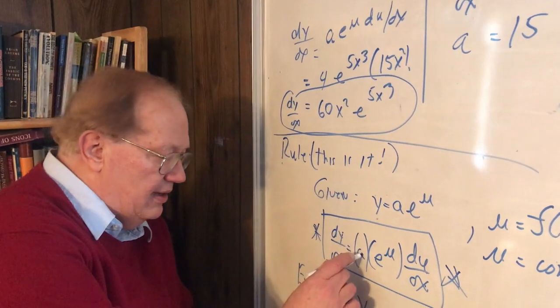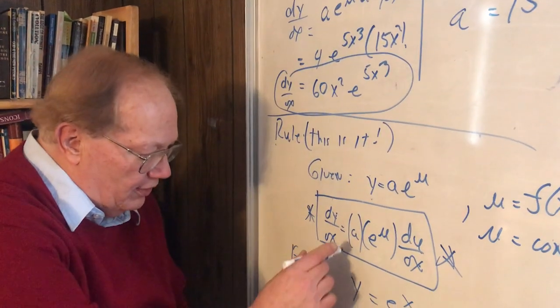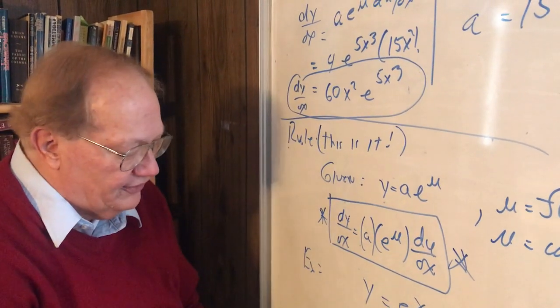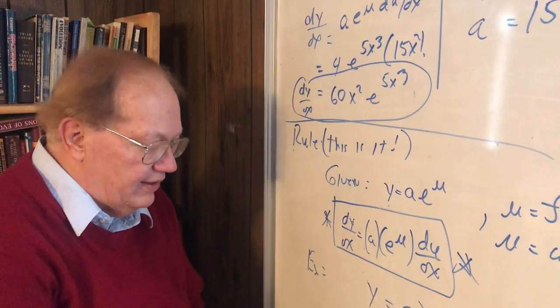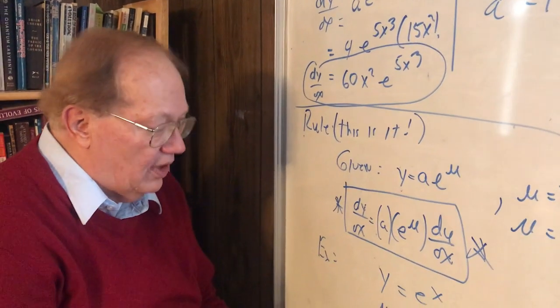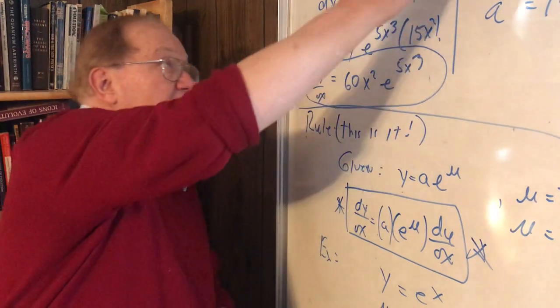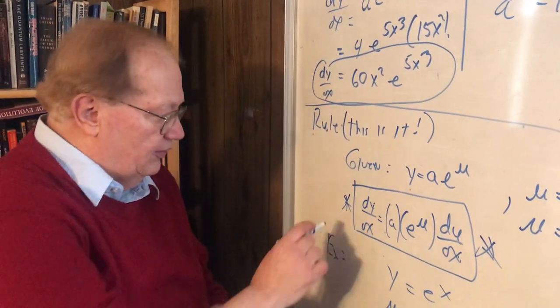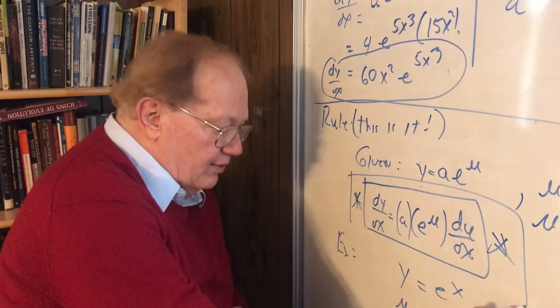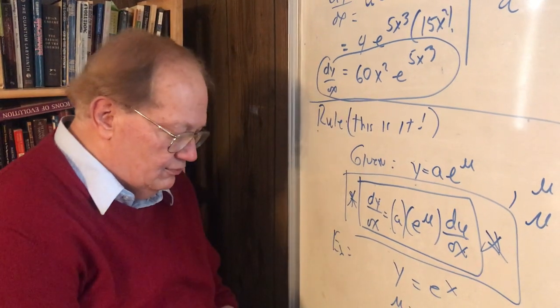Very important. A lot of calculus books assume you're going to know that the constant does that. But they assume that a equals 1. But a does not always equal 1. As you see, it's equal to 4. So this is your better rule. Okay?